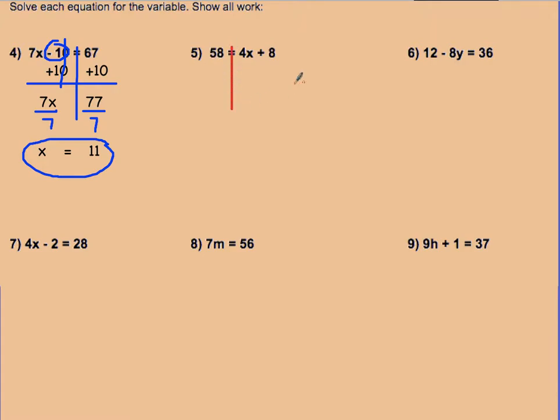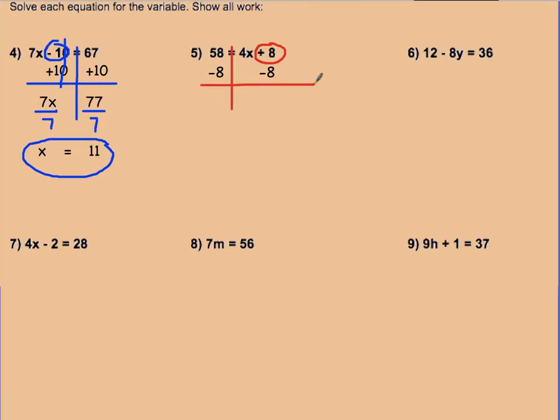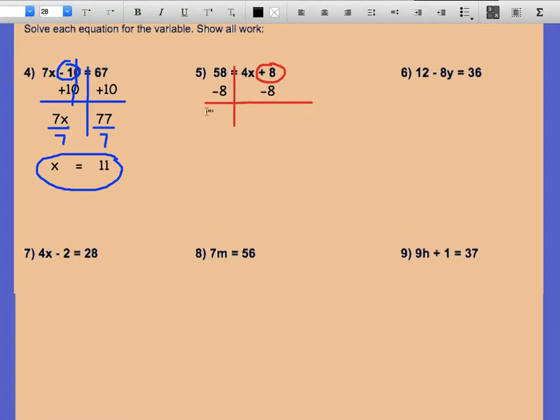I'll draw a line down the middle of the equal sign. Let's do the inverse where we have our variable here. The inverse of plus 8. Let's do minus 8 on each side. So then we have 50 equals 4x.